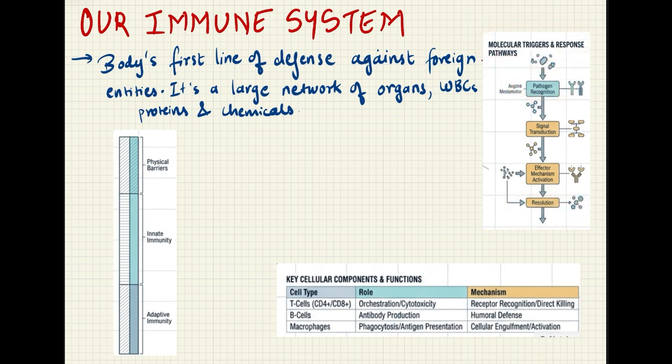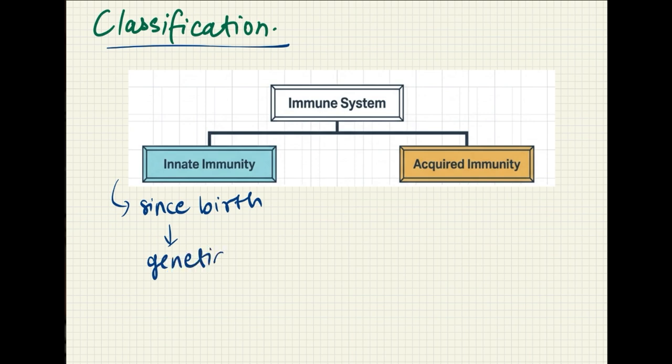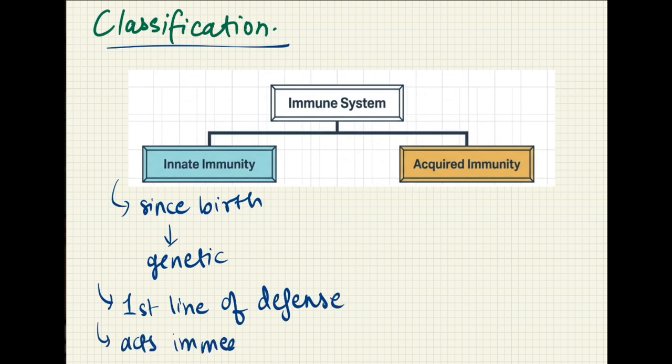Now, this entire architecture operates across two fundamental paradigms. First, we have innate immunity. Think of this as your inborn resistance. It's present from the exact moment of your birth and is dictated entirely by your genetic and constitutional makeup. It serves as your absolute first line of host defense, acting immediately, often within minutes of a threat.